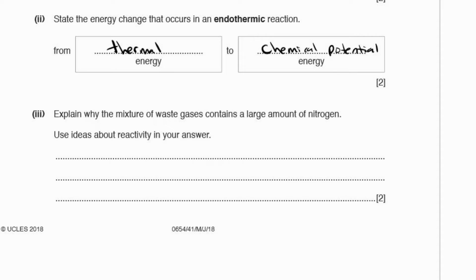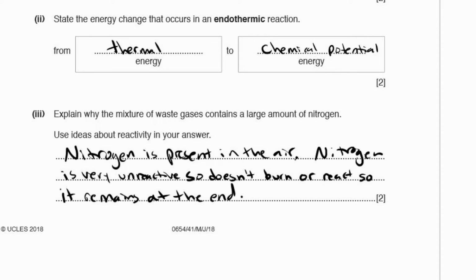So the air that we breathe and the air that goes into the bottom of the kiln contains a large amount of nitrogen. And nitrogen is very unreactive. It doesn't burn, it doesn't react, and because of this, pretty much most of what goes in remains as nitrogen at the end. So nitrogen is present in the air. Nitrogen is very unreactive, so it doesn't burn or react, so it remains at the end.